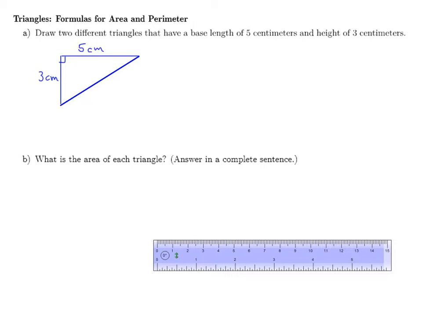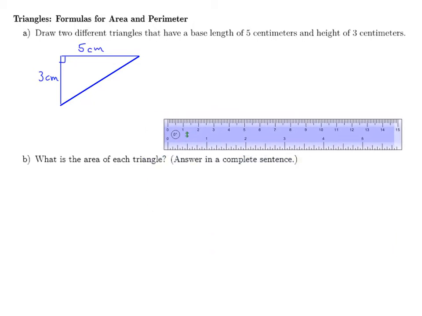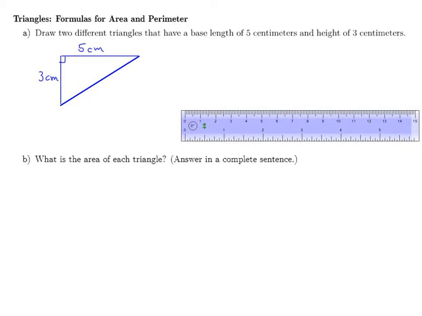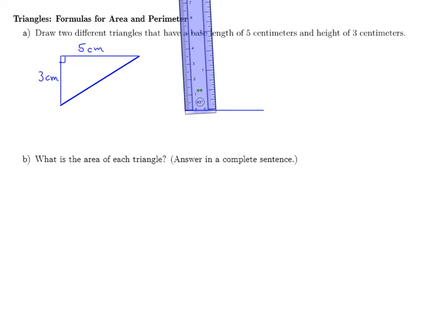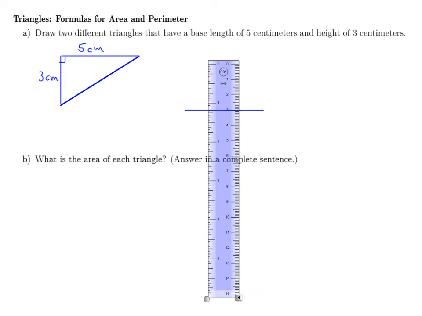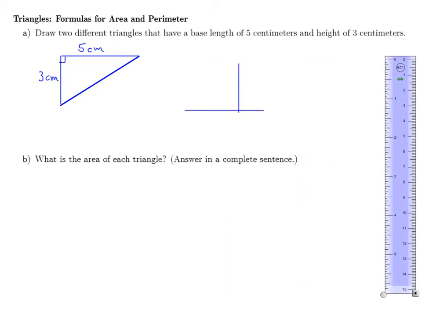Now I'm going to draw a triangle that's not a right triangle. So I'm going to come over and make a base of 5 centimeters. And then somewhere in the middle, I'm going to draw a height of 3 centimeters. So I've rotated my ruler 90 degrees, and now somewhere in the middle of that 5 centimeters, I am going to draw a line that's 3 centimeters high. And that top will be what I connect the rest of my triangle with.